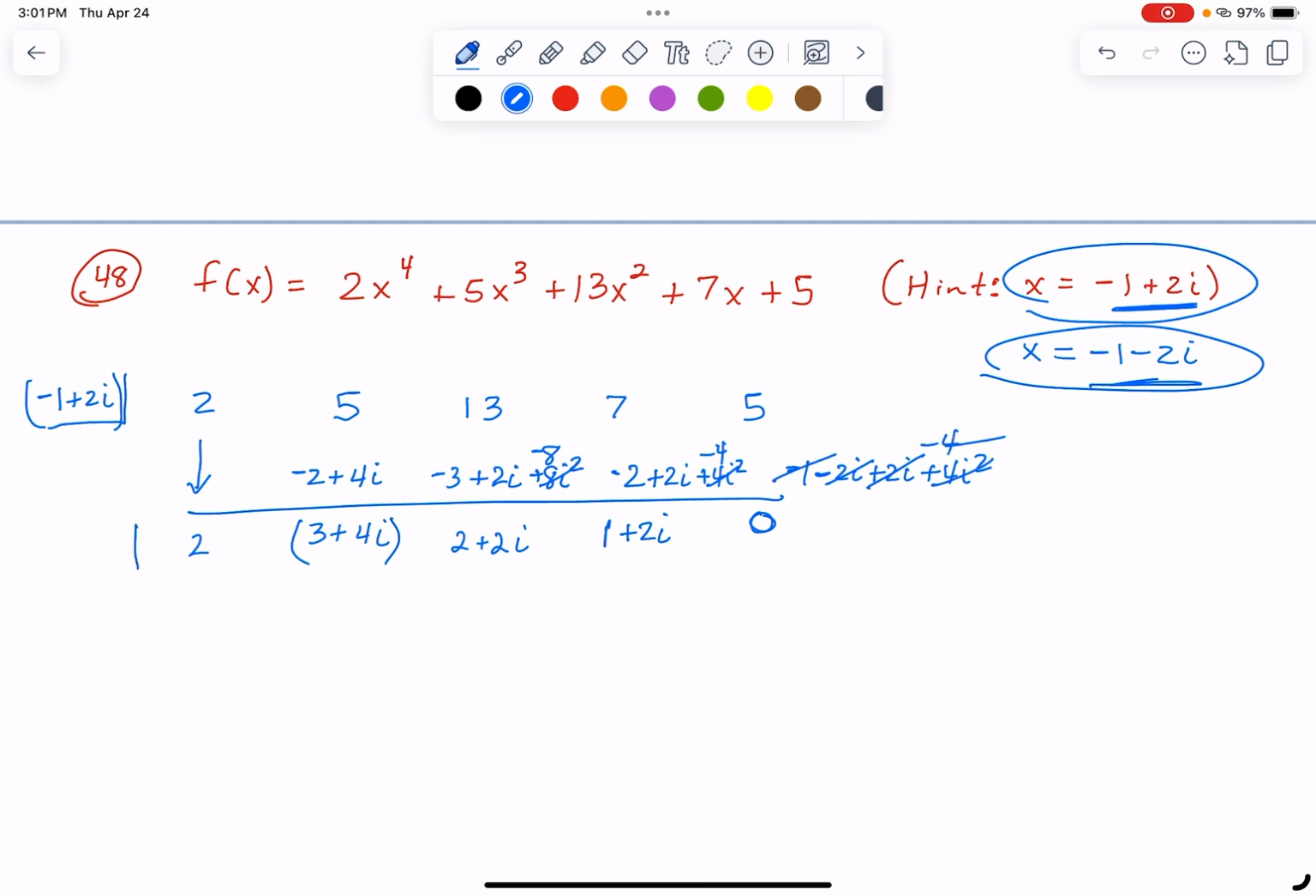Now you take the other one. Negative 1 minus 2i, and everything should cancel now. Nice.